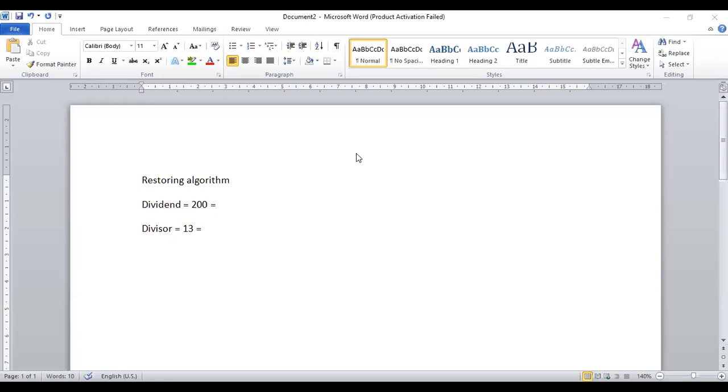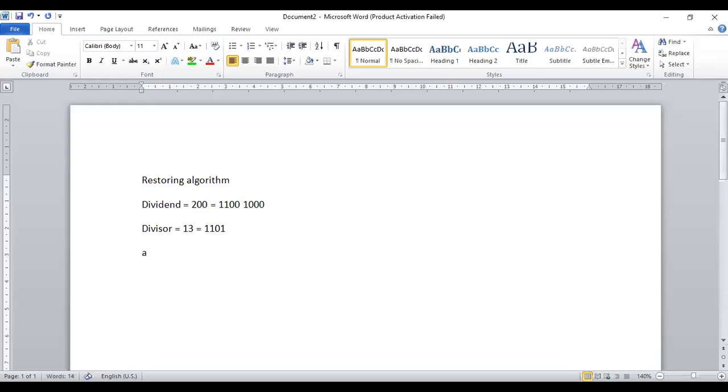200 in binary is 1100 1000. Right? 200 in binary is this, and the 13 is anyway 1101. Okay. So this is 8-bit width. This is 4-bit width. So we can have double the size of dividend. Okay. So everything is fine here.